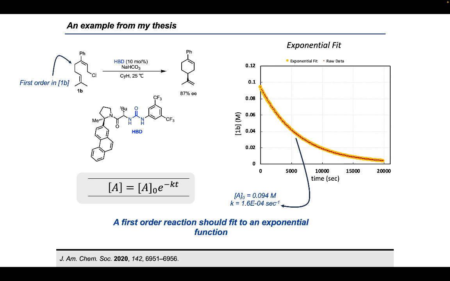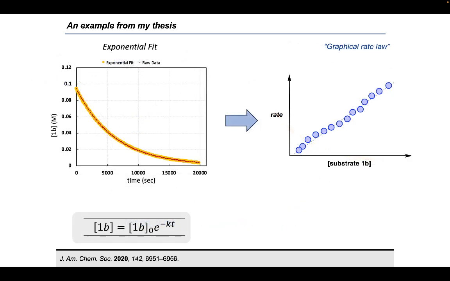Now, when we looked at the kinetic profile of this reaction by following the concentration of 1B, in this case the starting material, over time, we were able to identify that we could fit an exponential function to those data quite well and obtain kinetic parameters just from that. So we, again, could verify that this reaction possessed a first-order dependence on component 1B. But how do we take that exponential fit and turn it into a graphical rate law, right? How do we get the rate against substrate concentration?